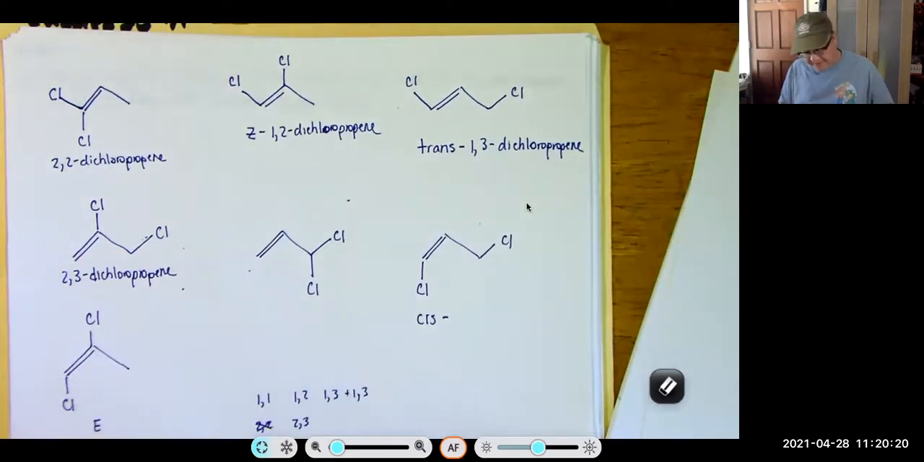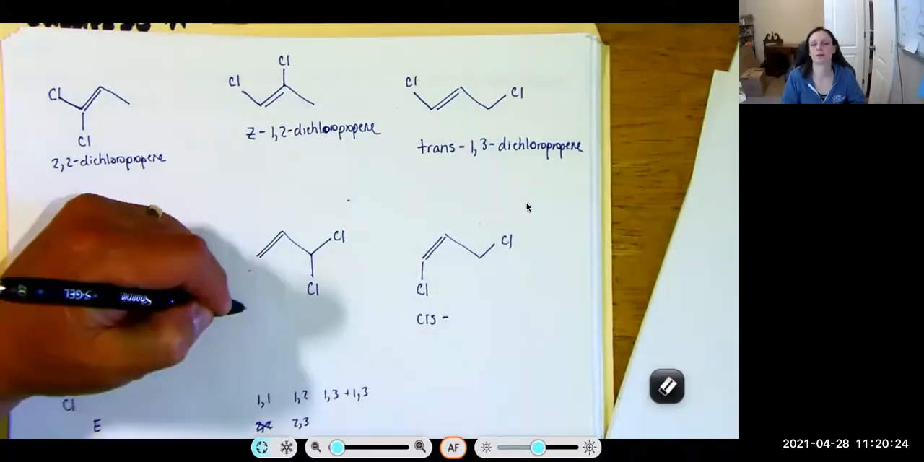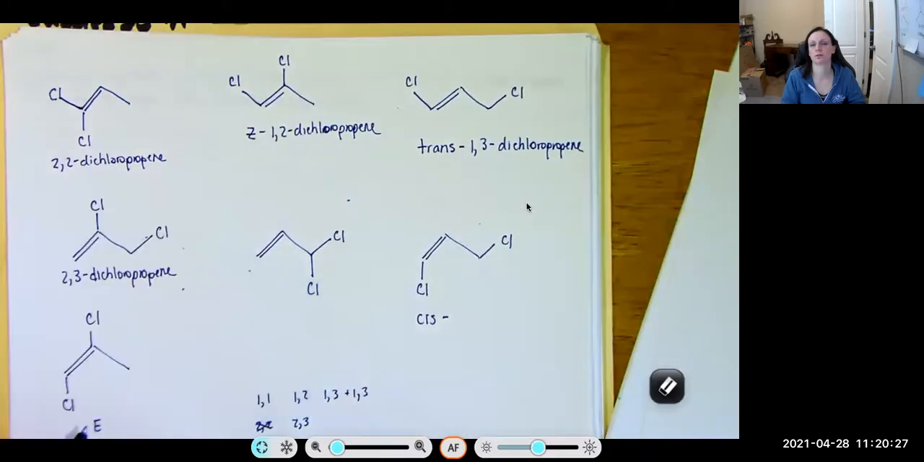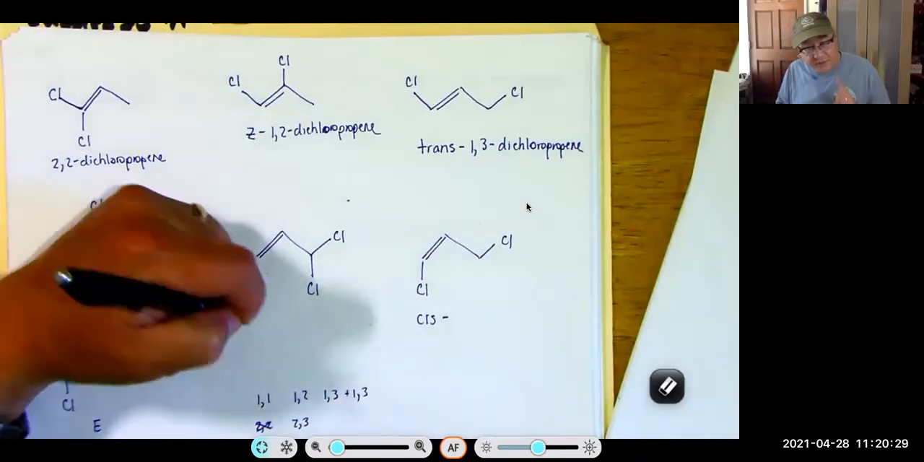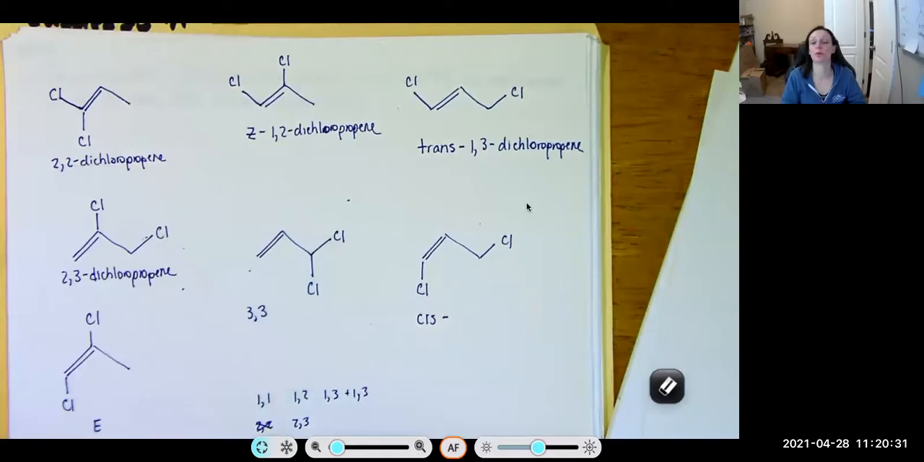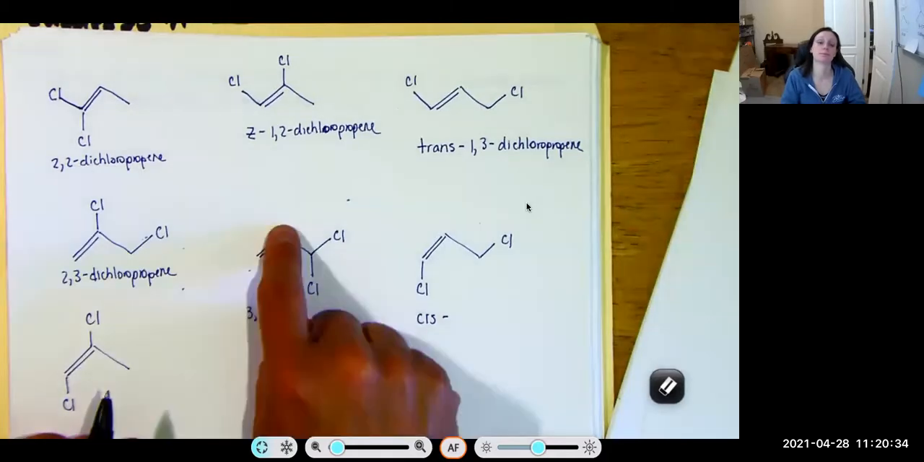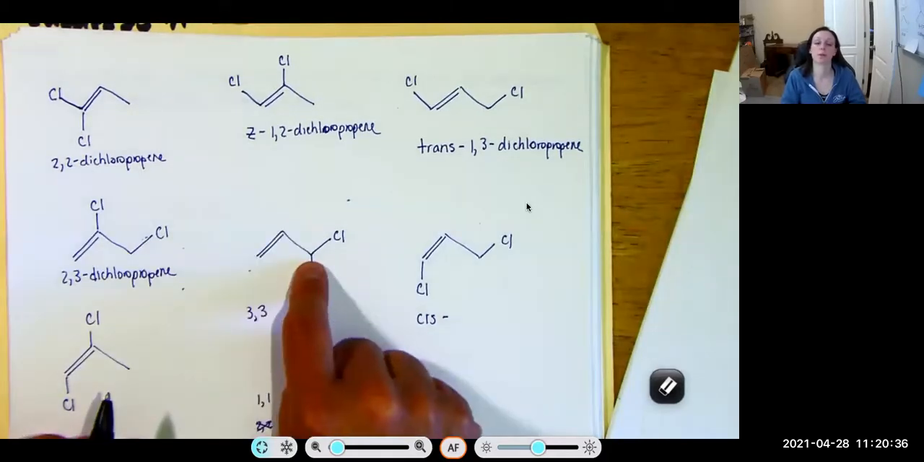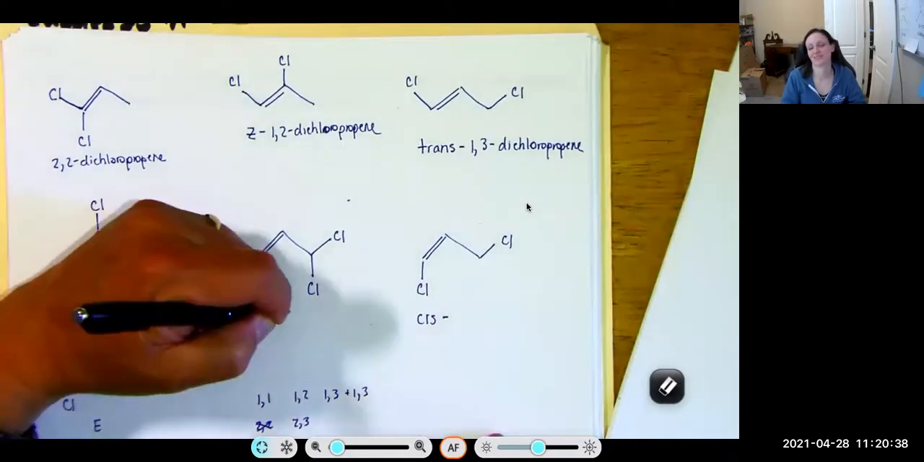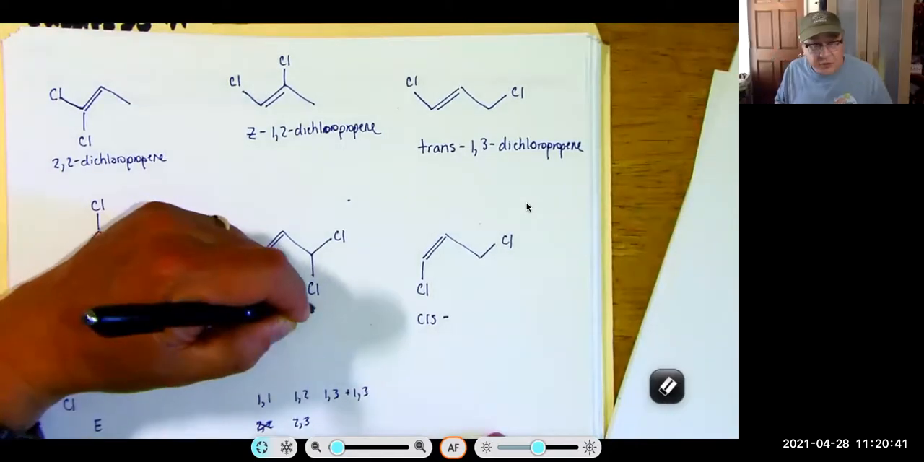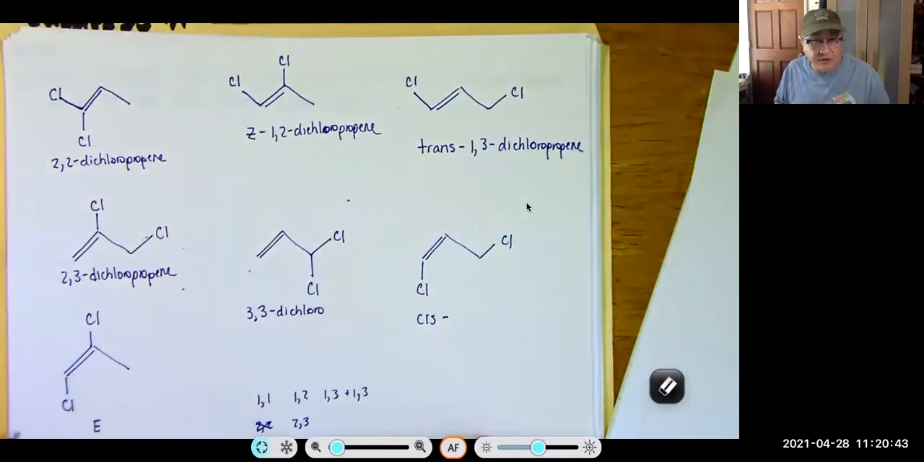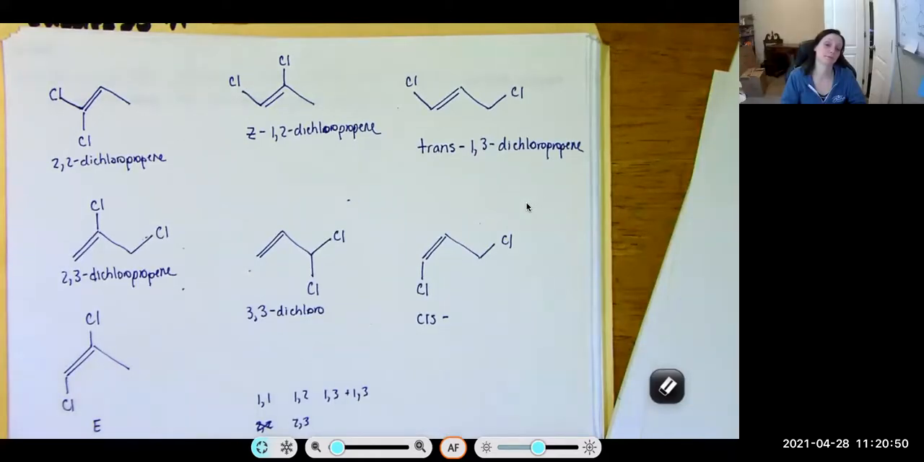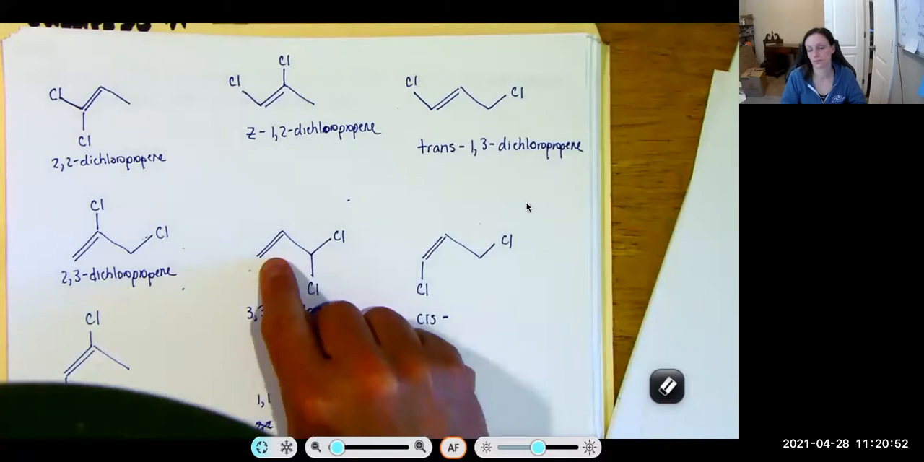Okay, what's the name of this guy? Well, now I'm not sure, but I want to say 3, 3 dichloro. 3, 3, because the functional group takes precedence. So wouldn't it be 1, 1 dichloro? It would if the substituent took precedence over the functional group. I see. Well, who wins for the naming? The functional group. Okay.